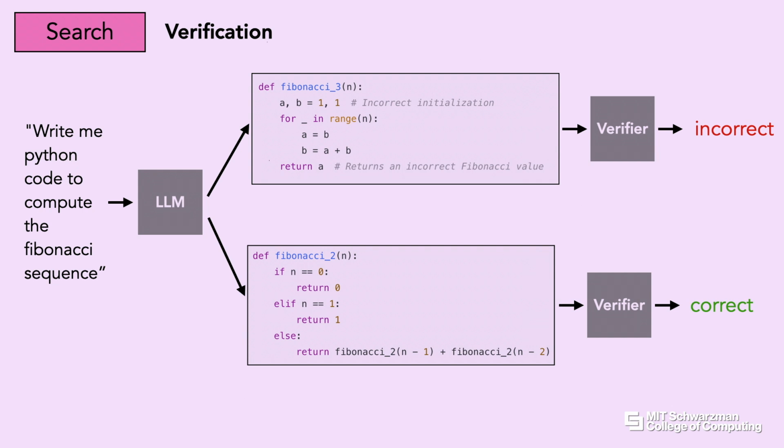Or maybe it's a logic error, and the verifier could check the logic. It could be like a proof checker, a formal verification system. And this one turns out to be the wrong code, and this is the right code. And so I'll simply select this, okay?